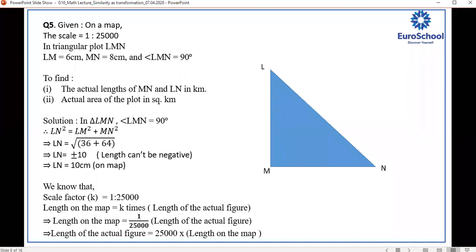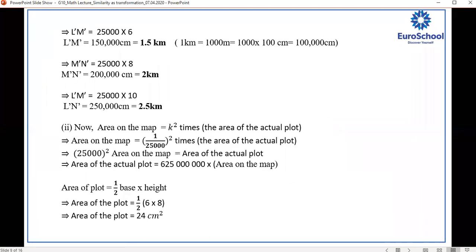So then we have to calculate the actual length of LM and MN and LN separately. What I have done, I first write it in the form of formula. First we have formulated how we have to do it. Now we have calculated the value here. Now L dash M dash, why have I taken L dash M dash? Because they are the enlarged images. LM is on the map, so L dash M dash I have taken as the actual image. So L dash M dash is 6 times 25,000.